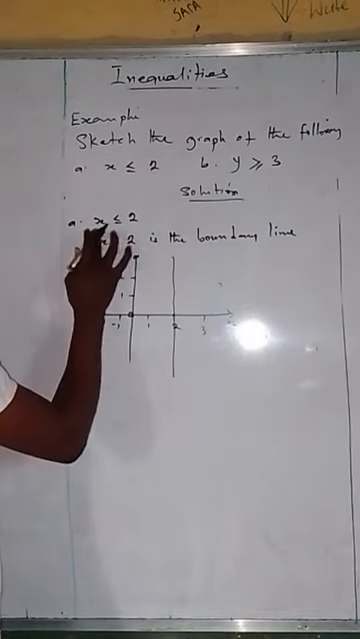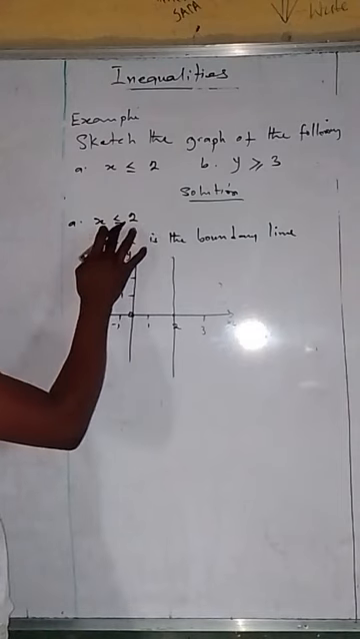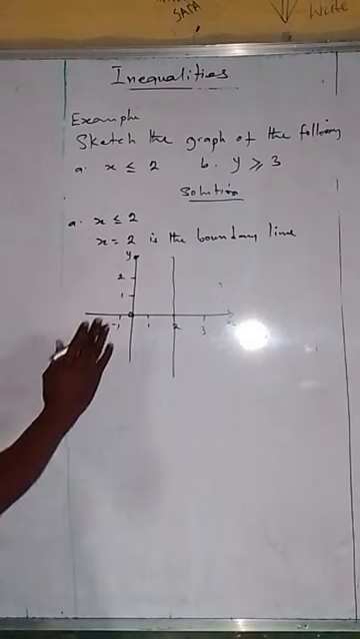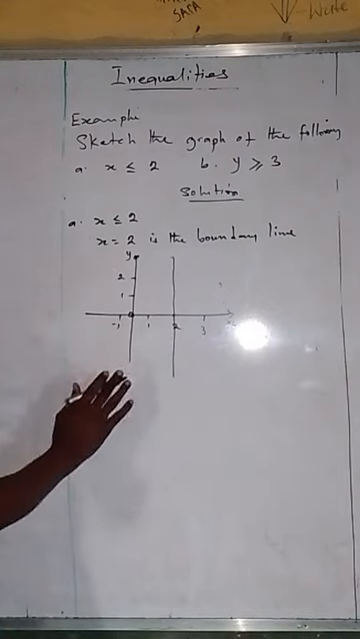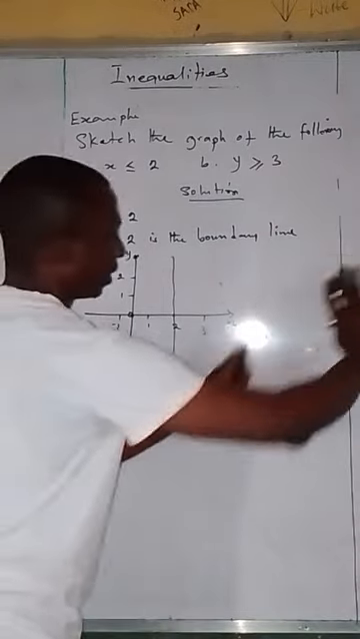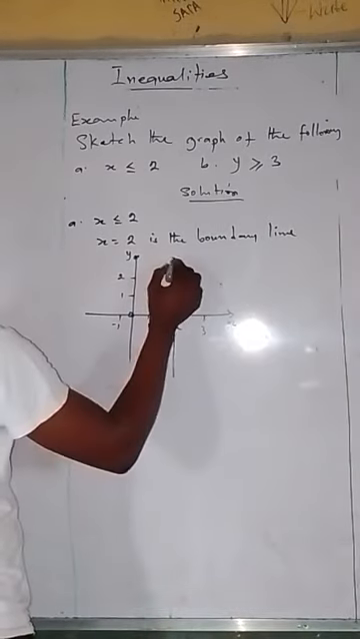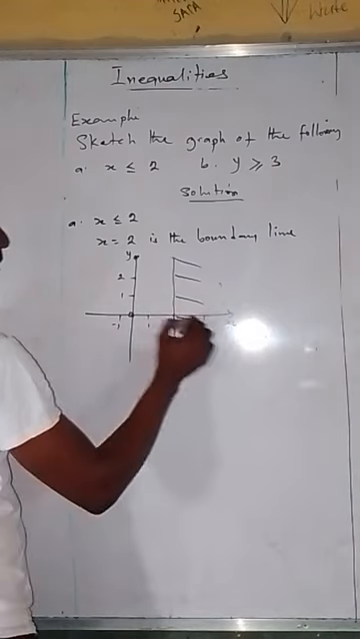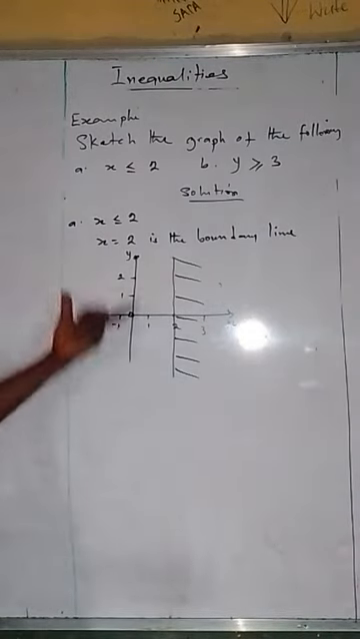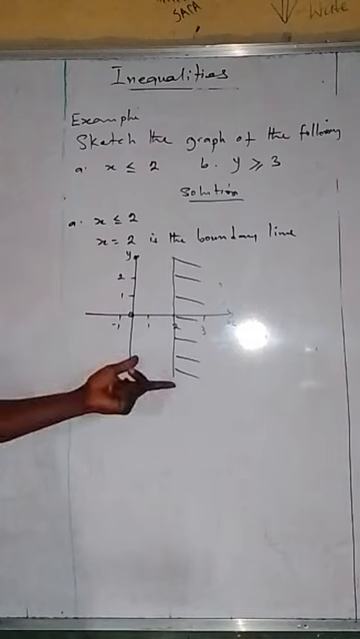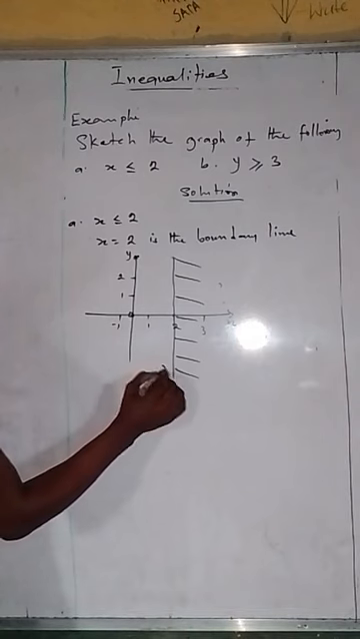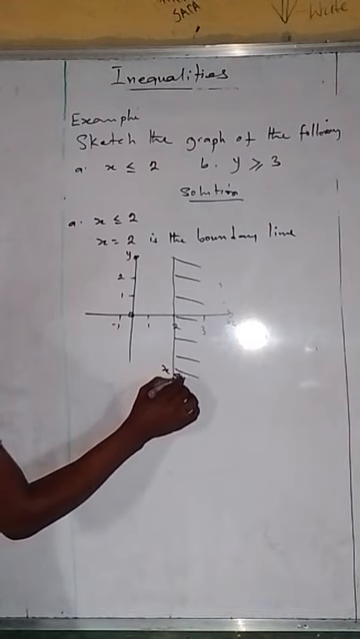Now, you look at the inequality. X is less than or equals to 2. Values of x that is less than 2, where are they? They are here. Alright, this is the unwanted part. So, you do this. So, this is the sketch of this inequality. So, you write on it that this is x is less than or equals to 2.